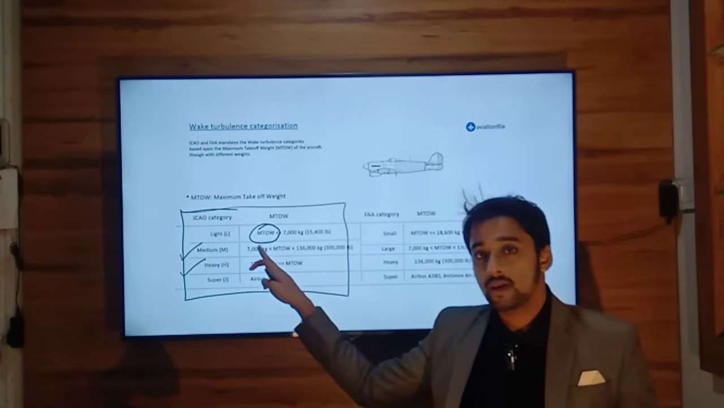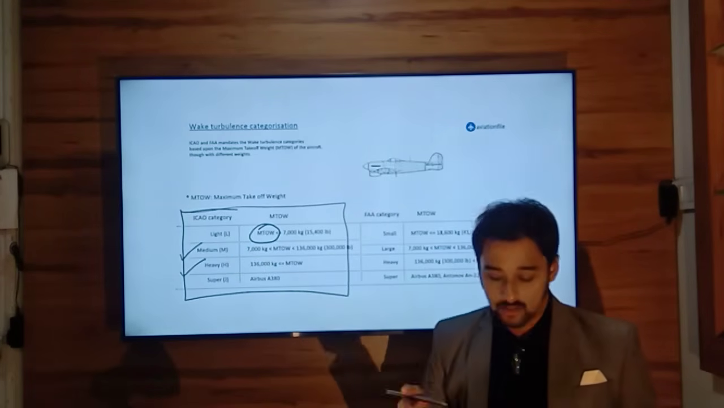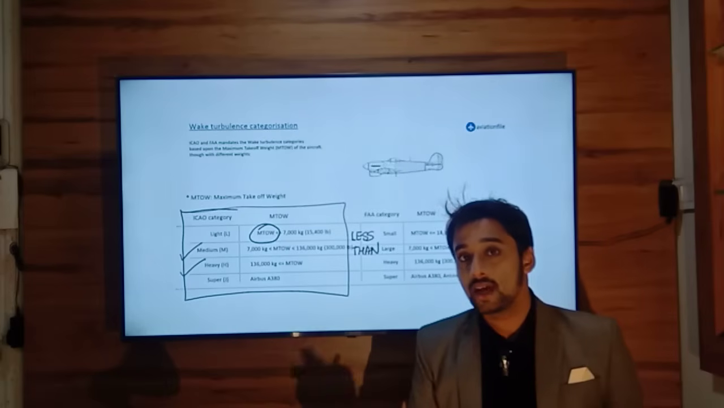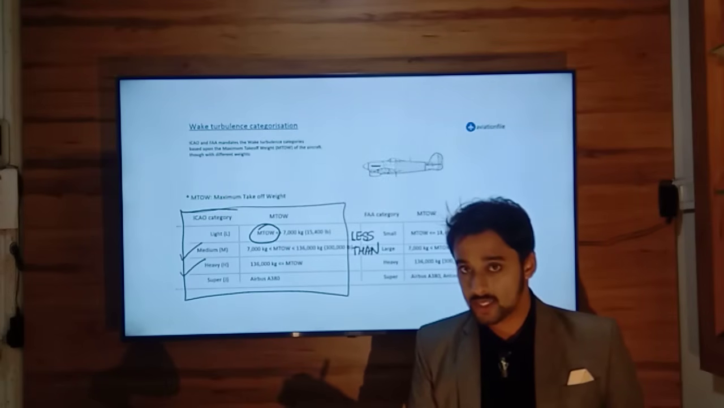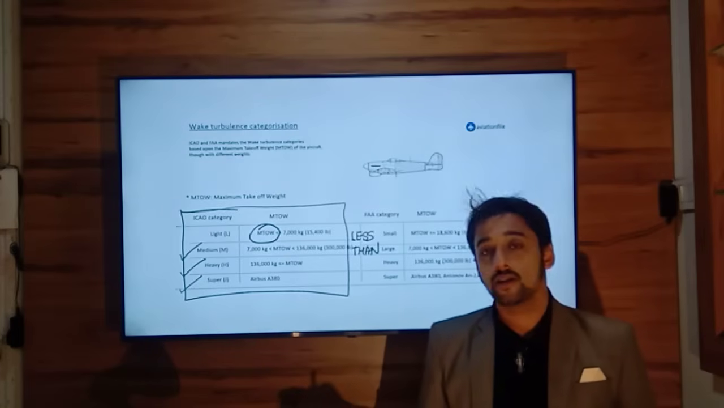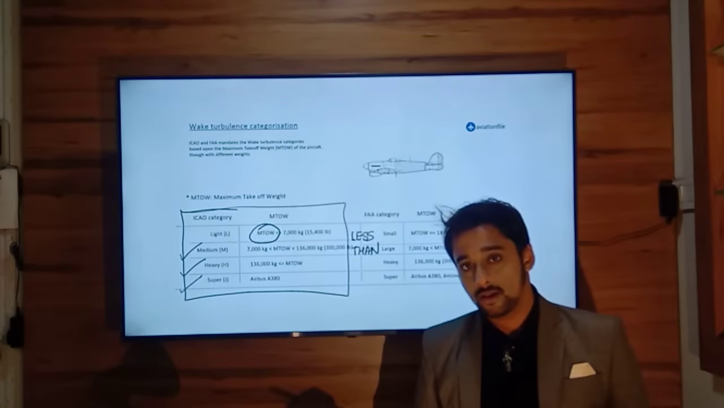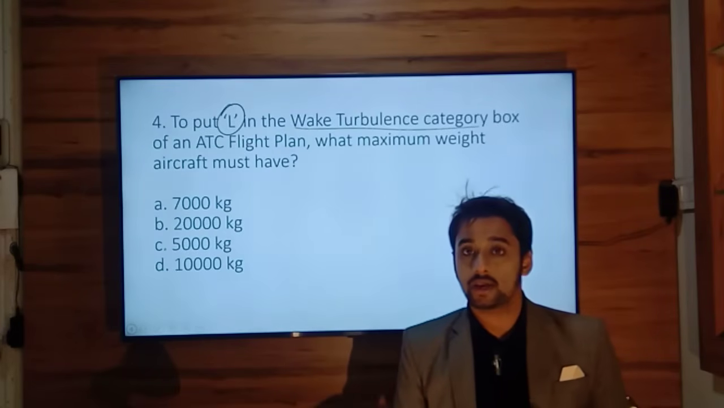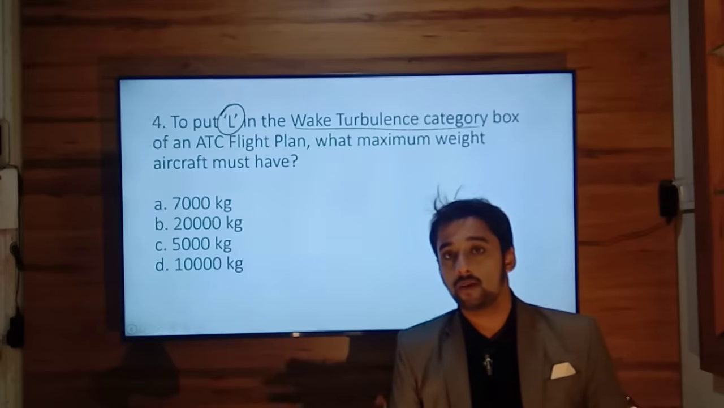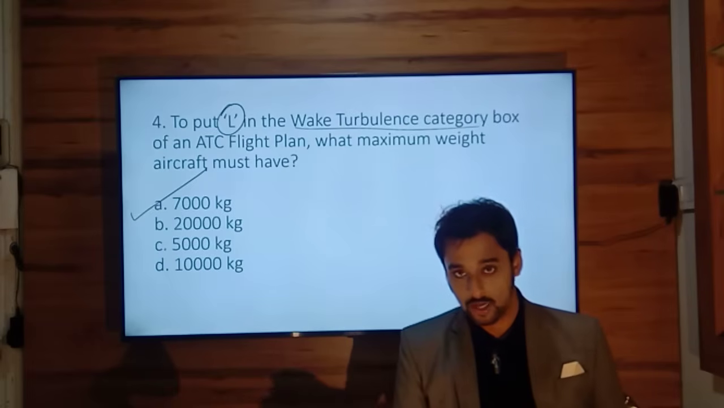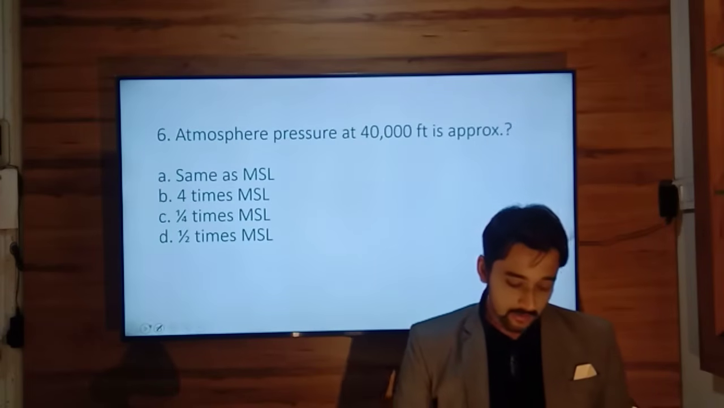For medium category, the weight is 7,000 and less than 136,000. For a heavy category, equal to or more than 136,000. Pay attention to that. A super heavy category is only for Airbus A380. So according to this question, for a light wake turbulence category, the maximum weight limit is 7,000 kilograms.